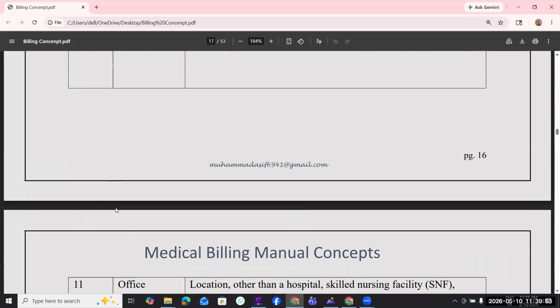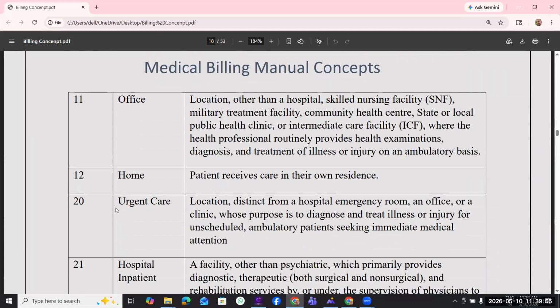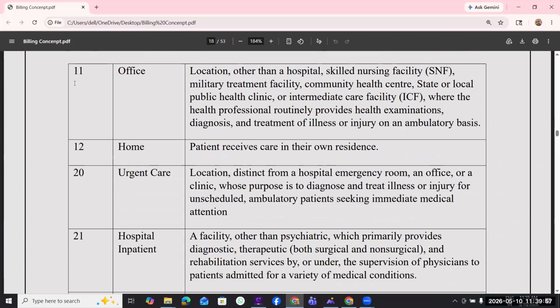Third place of service is 11, office. This 11 is used for an office location other than a hospital, skilled nursing facility, military treatment facility, community health center, state or local public health clinics, or intermediate care facilities, where the healthcare professional routinely provides health examination, diagnosis, and treatment of illness or injury on an ambulatory basis. So for an office location we use 11.